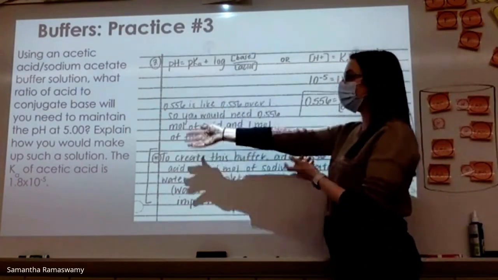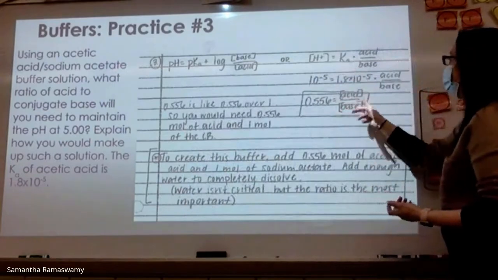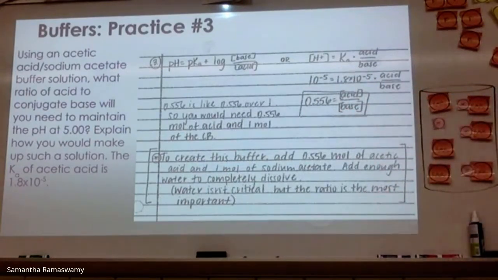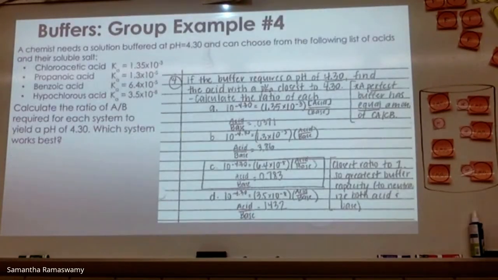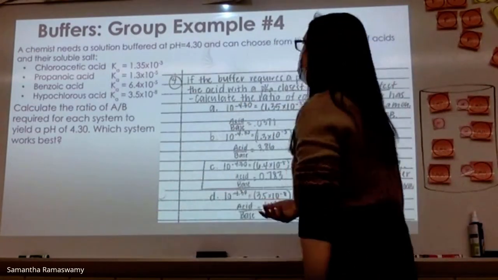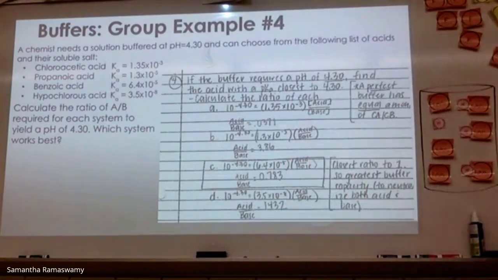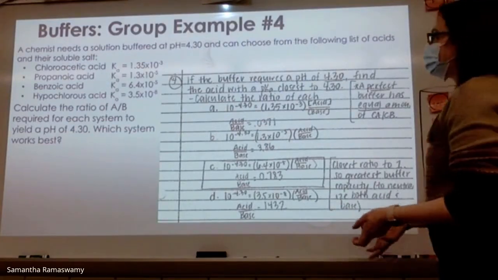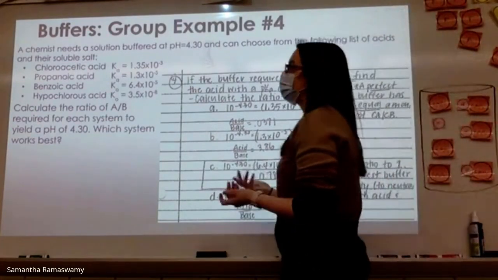And then finally, practice question number 4. A chemist needs a buffer solution with a pH of 4.3 and can choose from the following list of acids and their salts. So that means that this is the acid, and then we would also have the conjugate base. Calculate the ratio of acid to base required for each system and which system works best.